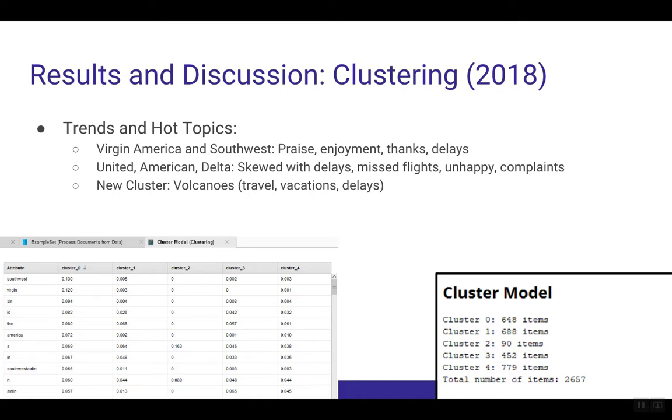But when you look at just our airlines specifically, as we looked into our clustering results, things such as Virgin America and Southwest were again reaping both sides of the coin, with praise as well as the occasional issue with delays or cancellations or customer service complaints, whereas United, American, and Delta Airlines continued to be skewed towards negative connotation and issues, so missed flights, unhappy customers, complaints, and things like that. So it was interesting to see how those trends continued from 15 to 18 for some of those airlines.